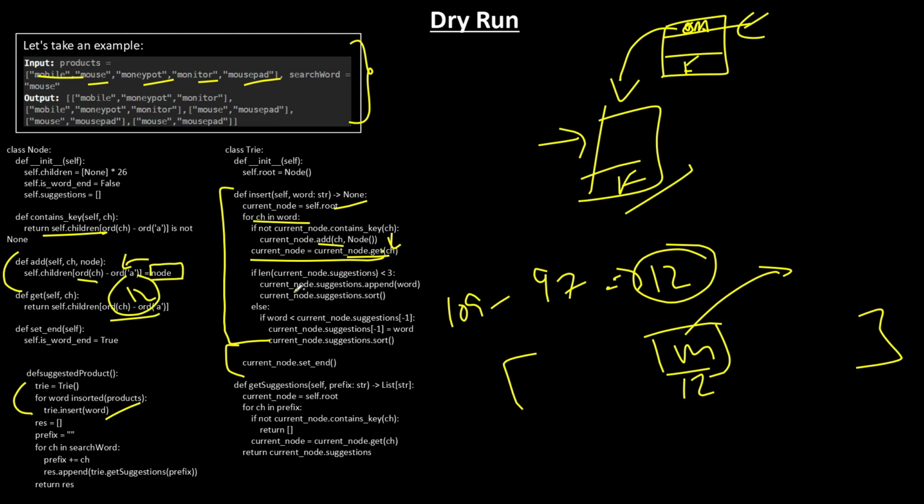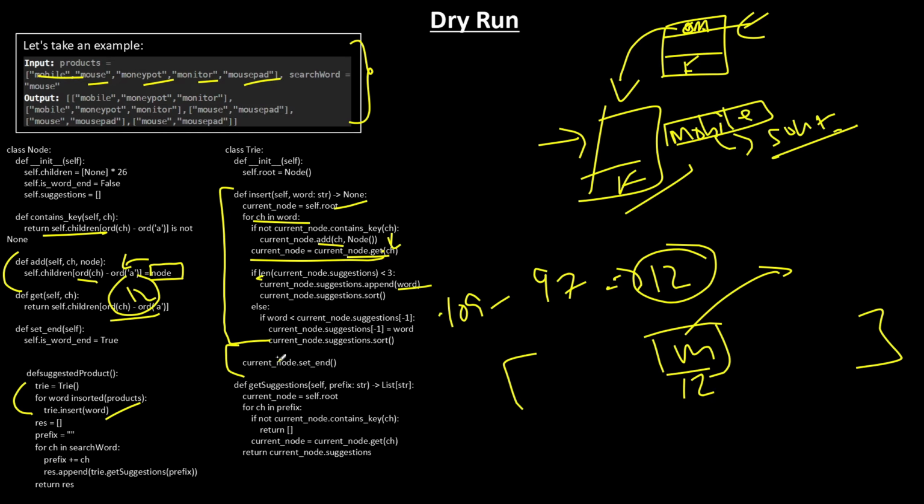Got it? And after that, we'll check the length of the suggestions, which will also be placed somewhere here. If it is less than 3 for this current node, which of course right now is empty, we will append the word. What is the word? It's mobile, right? So we will append mobile here, and we will sort it again. Okay, sorting will be done.